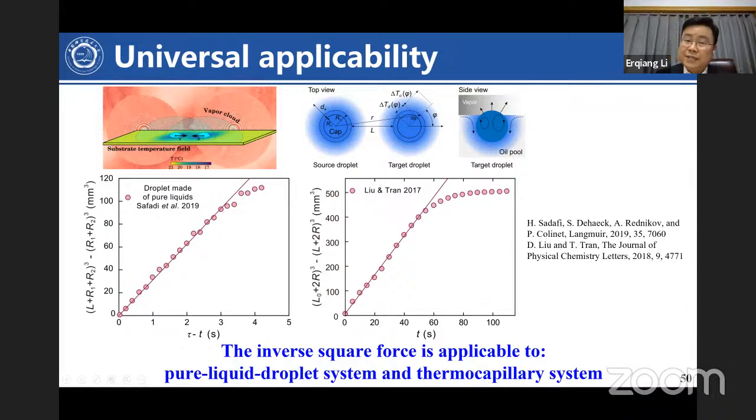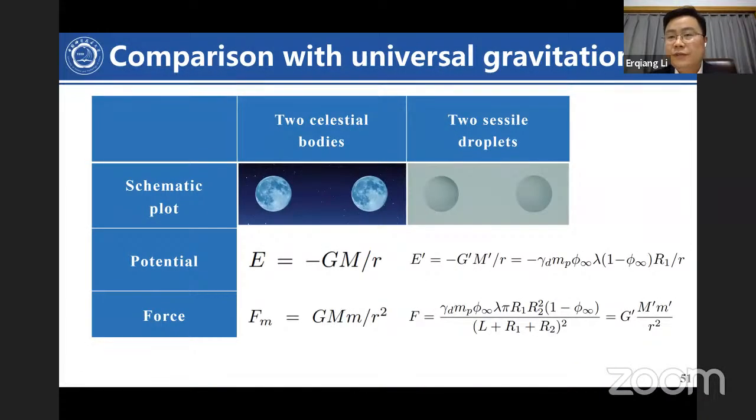Later, we also compare it with universal gravitation. So if you have two celestial bodies, if you have two sessile droplets, the plot is like this. We also propose a potential because we know for gravity, it has a potential. You do the derivative, you get the force, right? So for our system, we also propose a homogeneity potential. Then you do the derivative, you also get the force, and we verify that it works.